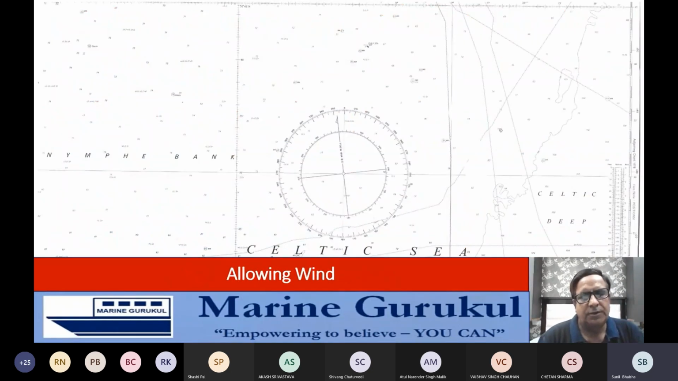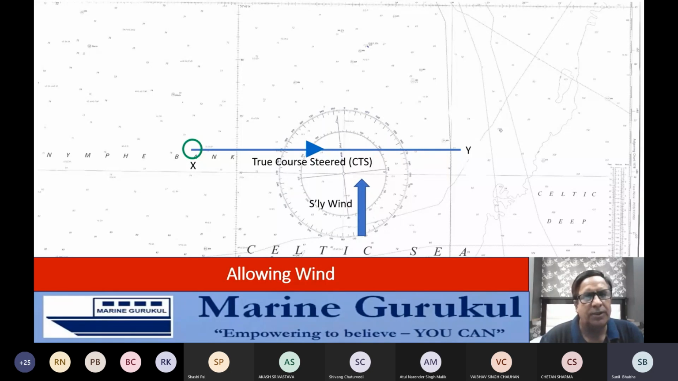Allowing wind is the term used when we know our CTS and we are required to find our effective course or the leeway track after factoring in wind. How do we allow for wind? Let us see it through a simple illustration. The vessel is at position X, is steering a course along XY track, experiencing wind which is southerly as shown by the wind arrow. Now we have to allow the given leeway.